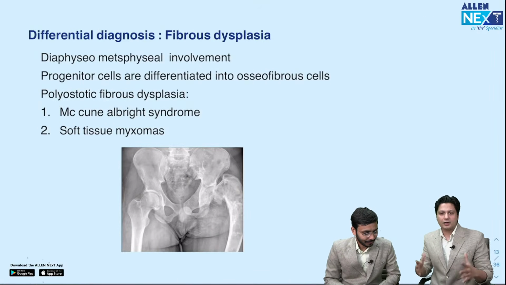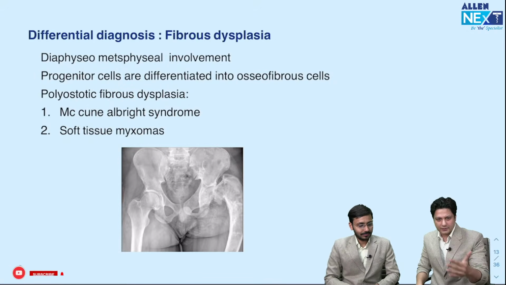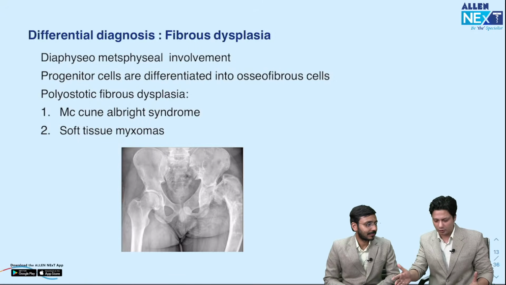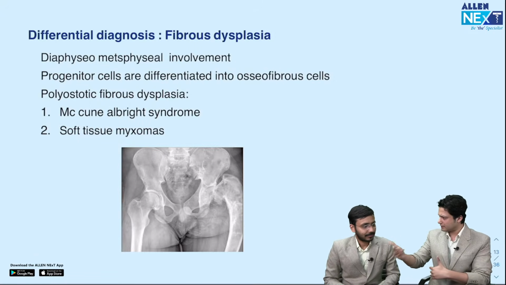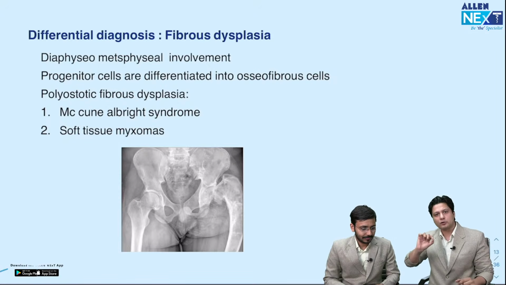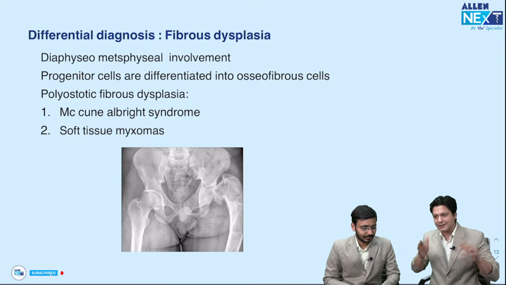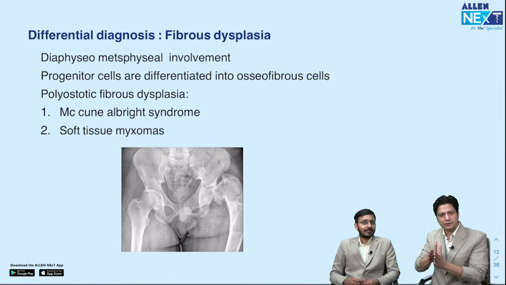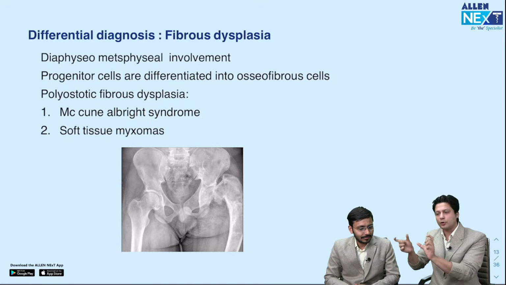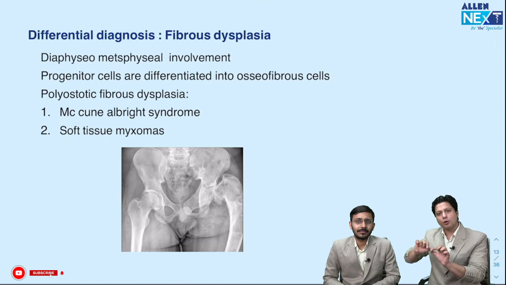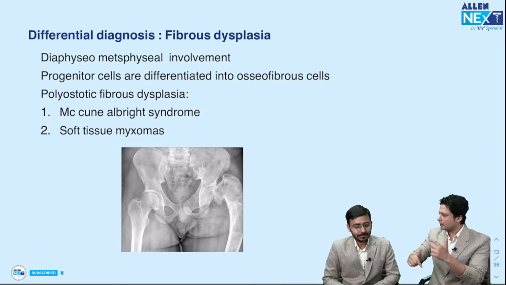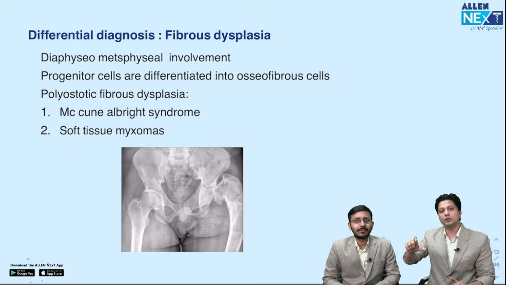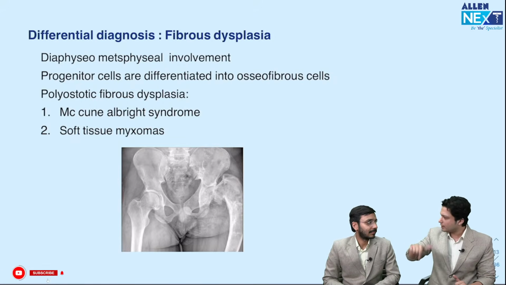All right. The next differential diagnosis is fibrous dysplasia. In the INI-CET examination this year also, fibrous dysplasia was asked, and it is an important topic. It is a diaphyseal-metaphyseal involvement. What happens in the pathophysiological mechanism of fibrous dysplasia is that immature cells, which are about to differentiate into bone cells, undergo improper differentiation into fibro-osseous cells, as a result of which the bone is not true bone, it is a mixture of fibrous tissue and bone, so that bone is not going to have the strength which is required in that particular bone.